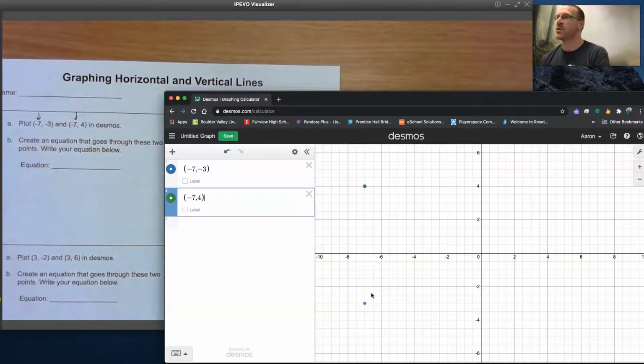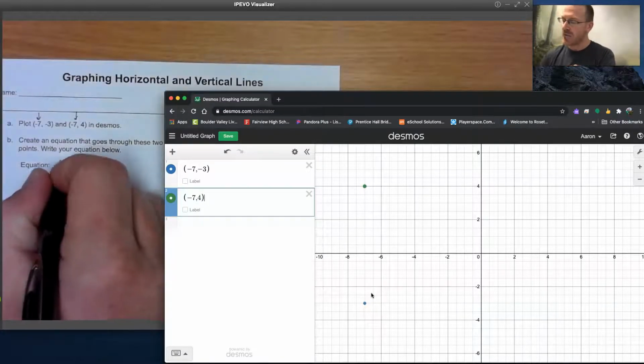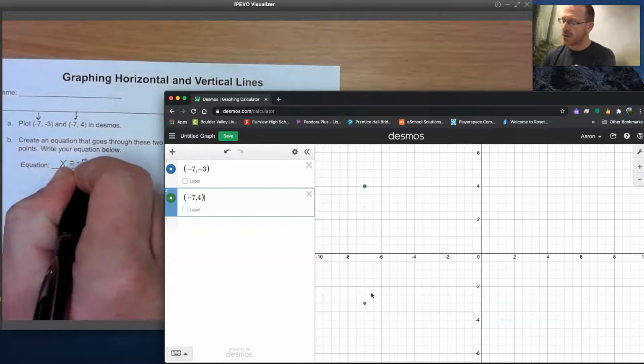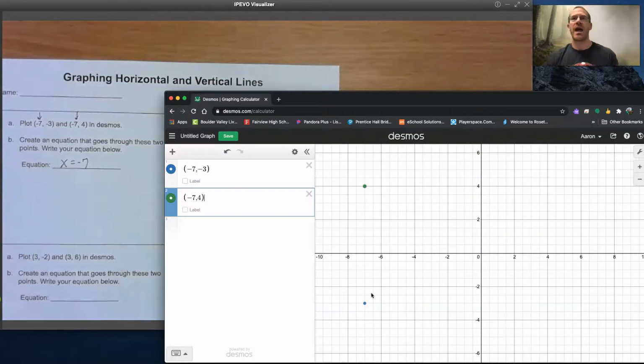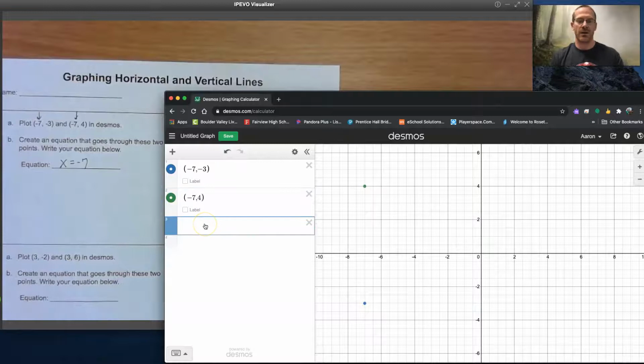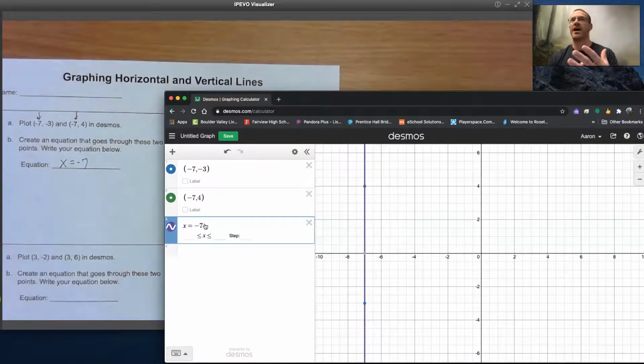It's just opposite of what we just did. Instead of having the y's in common, what do they have? They have the x's in common. So that means we need everything to be x equals -7. Let me type that in here: x equals -7. There's my line. It's a vertical line now. Perfect! Hopefully you managed that.